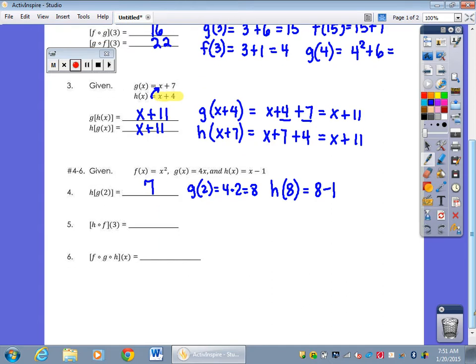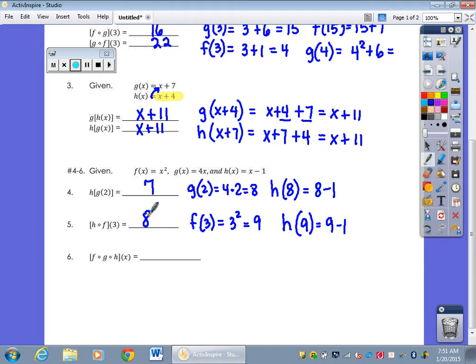The next one is h of f of 3. So f of 3 is going to be equal to 3 squared, which is 9. And then we want to do h of 9, which is equal to 9 minus 1, which is 8. And the last one, you're going to do f of g of h of x.